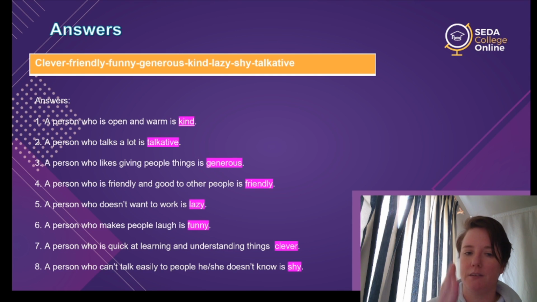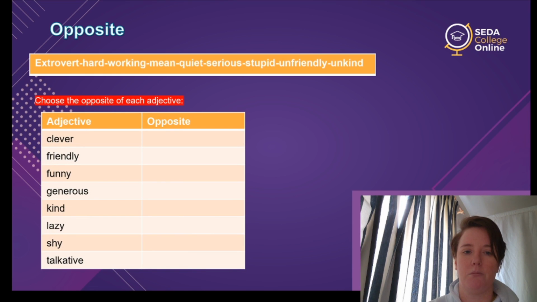Now with all these adjectives, there's always opposites. So let's have a look. I've written opposites up here in the table, the top part. Extrovert, hardworking, mean, quiet, serious, stupid, unfriendly, unkind. Okay, so I want you to look at the adjectives in the first column and write the opposite to each one. Take a look and do that now. So just look at clever. What's the opposite of clever?